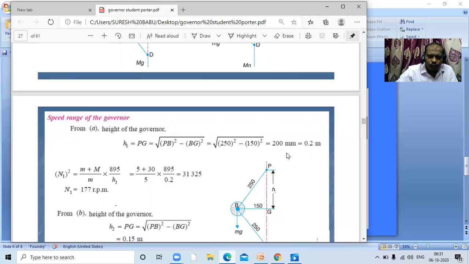Thereby H1 is equal to 200 mm, 0.2 meters. So for N1 speed, small m is 5 kg, capital M is 30 kg, small m is 5 kg, 895 by H1. H1 is 0.2. So if you substitute all the parameters, the unknown parameter is only N1. So N1 is 177 RPM.